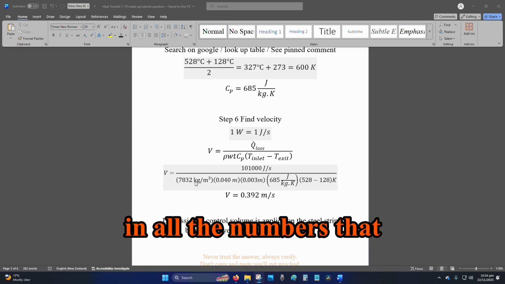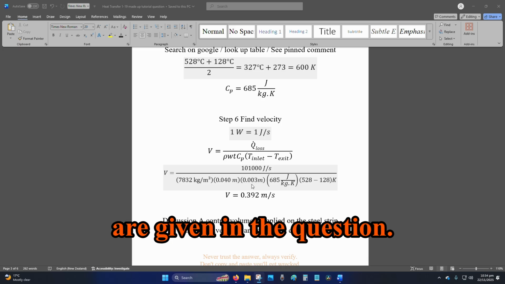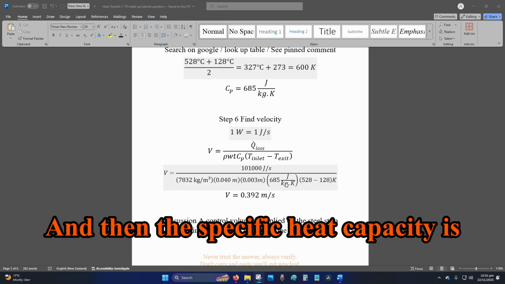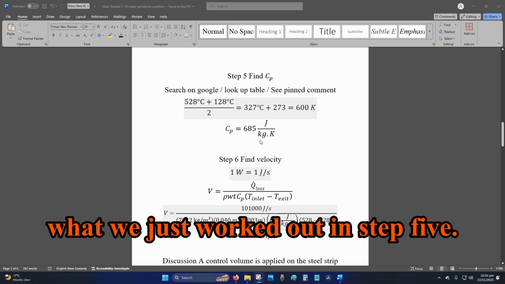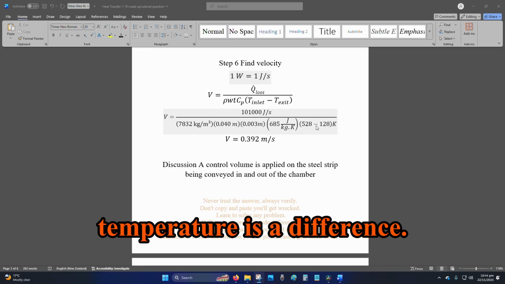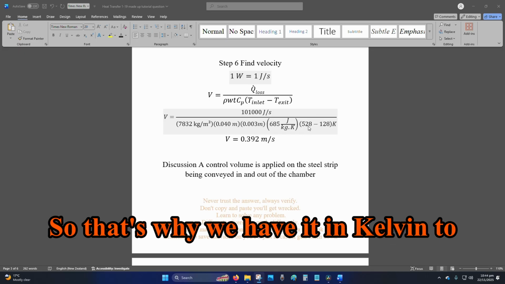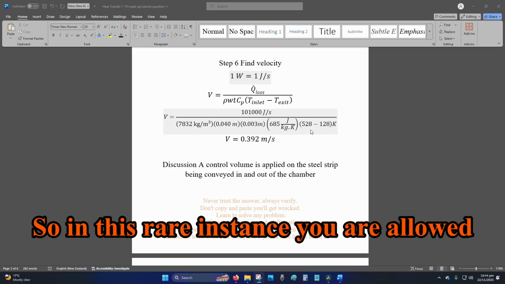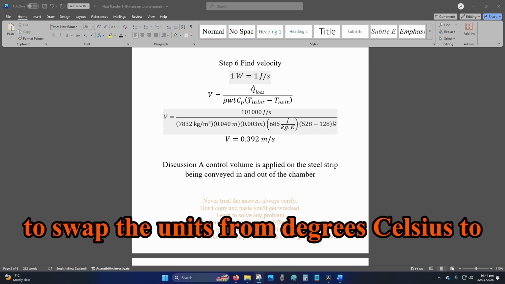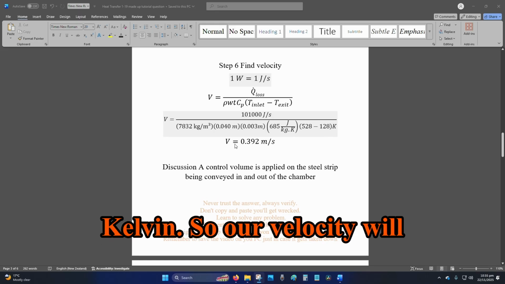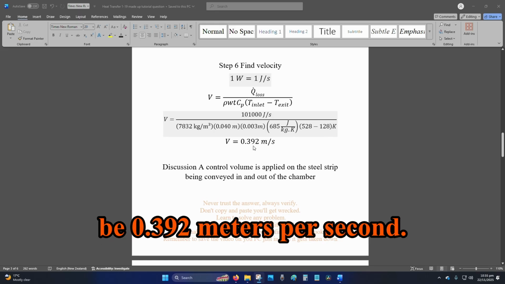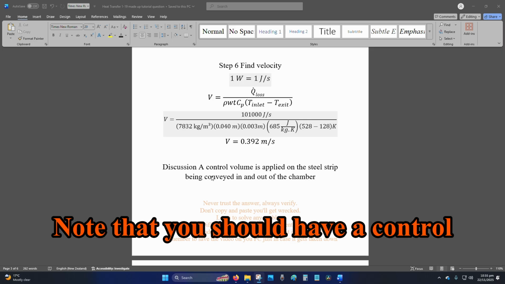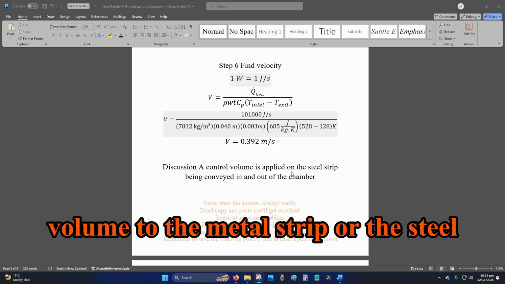And then for the bottom part, we just plug in all the numbers that are given in the question, and then the specific heat capacity is what we just worked out in step 5. Note that the temperature is a difference, so that's why we have it in Kelvin to cancel out the units. So in this rare instance, you are allowed to swap the units from degrees Celsius to Kelvin. So our velocity will be 0.392 meters per second.